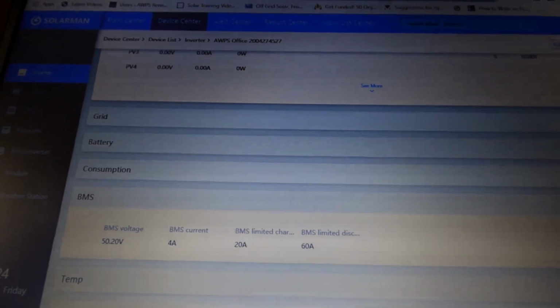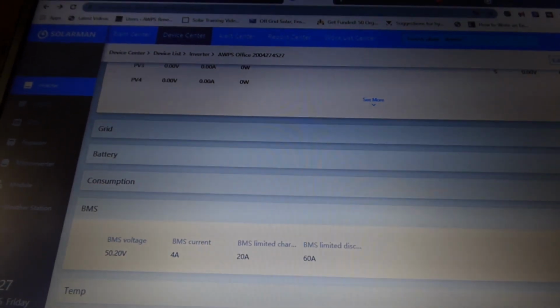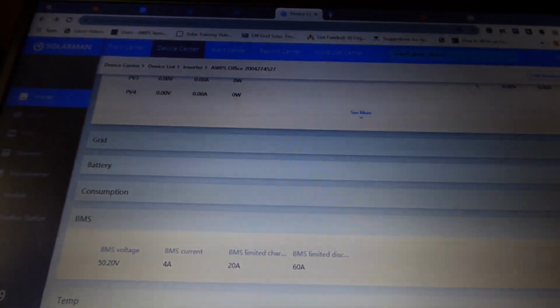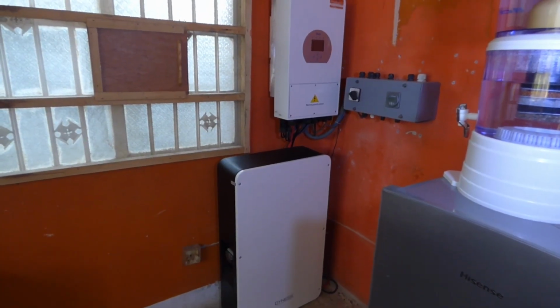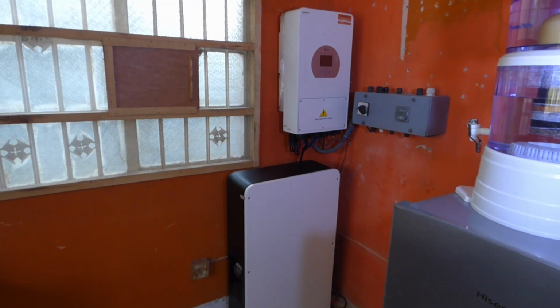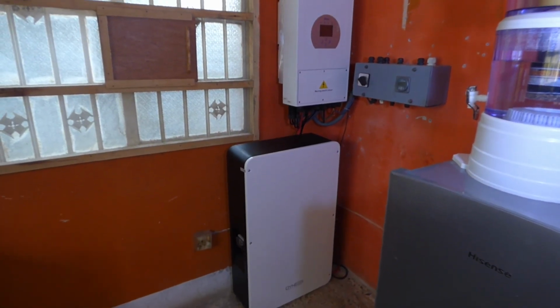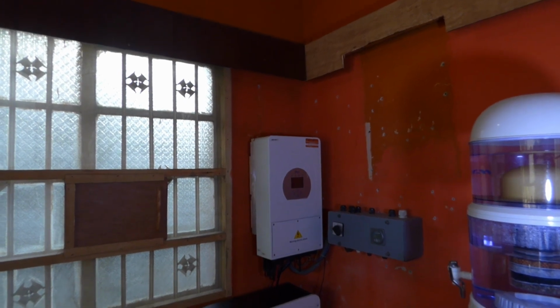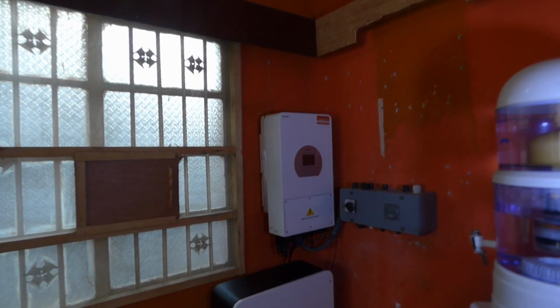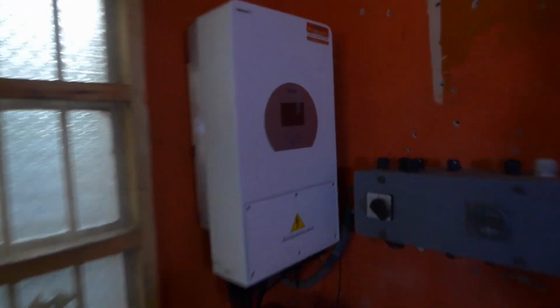So we're going to go downstairs. We're going to take a look at the inverter, and then you can see what exactly the inverter looks like and what it's doing in real time. For those of you that are new to my channel, here is my system. I have a 5 kilowatt power box, and then I have the Deye 5 kilowatt inverter. So we're going to take a closer look.